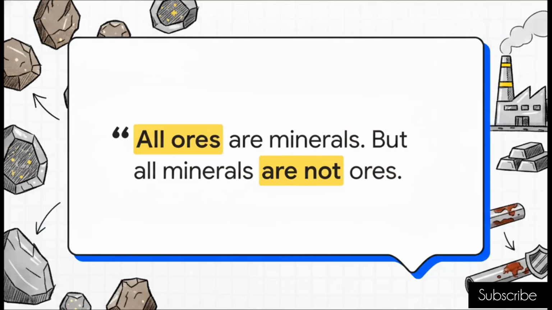Which brings us to a really famous chemistry phrase you gotta remember. All ores are minerals, but all minerals are not ores. It sounds a little bit like a riddle at first, but honestly, it makes total logical sense. We only bother extracting metal from the specific rocks, the ores, that actually have a high enough concentration of metal to make the whole crazy factory process worthwhile. We're not just trying to squeeze metal out of every random stone we find.